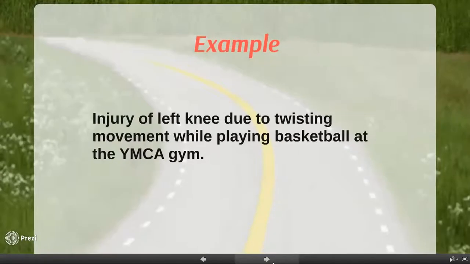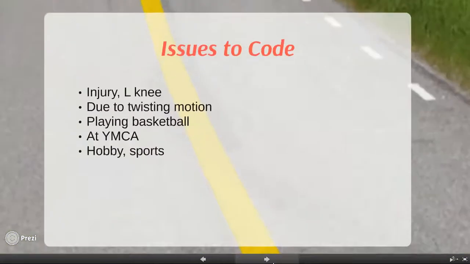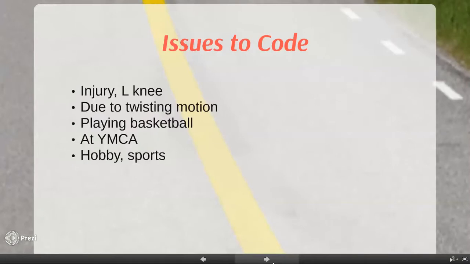So here's an example. Left injury of knee due to twisting movement while playing basketball at the YMCA gym. Okay, how the heck do you do that? Well, first off, we're going to do exactly what I said. We're going to list out all the problems we have. We know we've got an injury to the left knee. We know that it's due to a twisting motion. We know the patient was playing basketball. We know they were at the YMCA, and we know that playing basketball at the YMCA is a hobby because you're not being paid for it. Therefore, it is considered a sports hobby. All right?